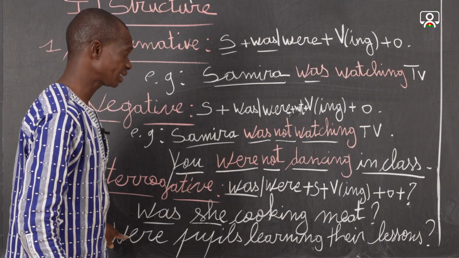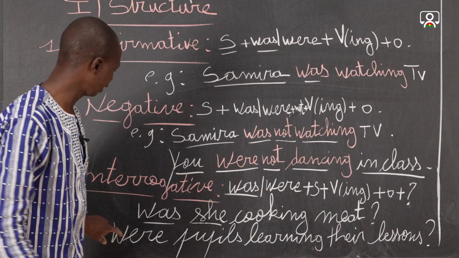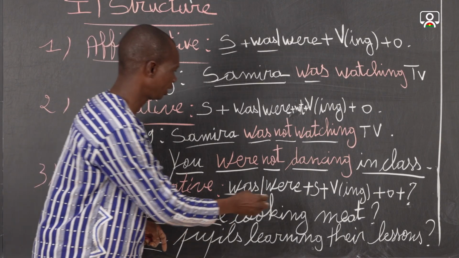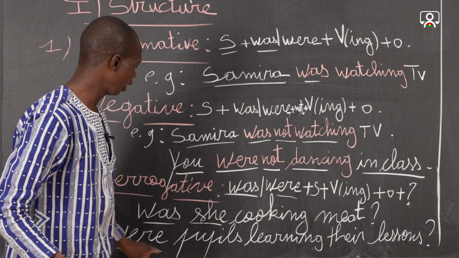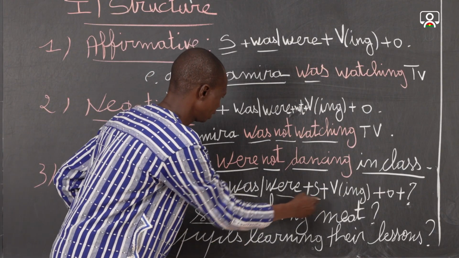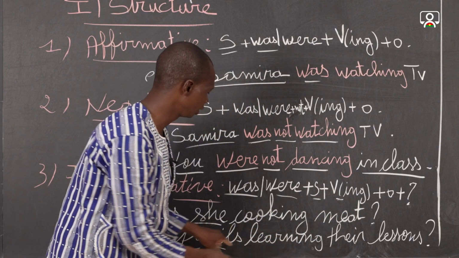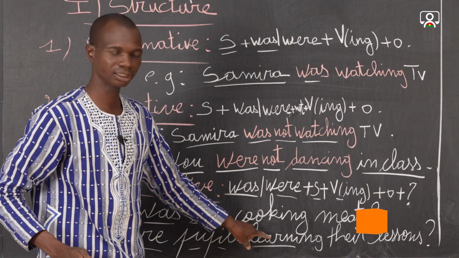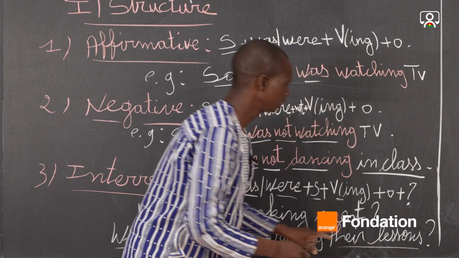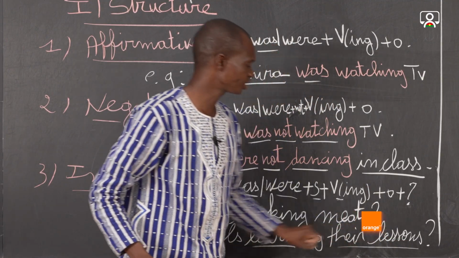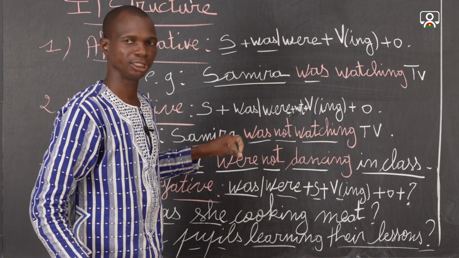Okay, and the second example also follows the rule of formation. We have first were, because here it is plural, third person plural, were people, the subject, and we have the base verb in ing form. The base verb is learn, in ing form, learning, their lessons. Then here it is the object plus the question mark, which is the mark of the interrogation.